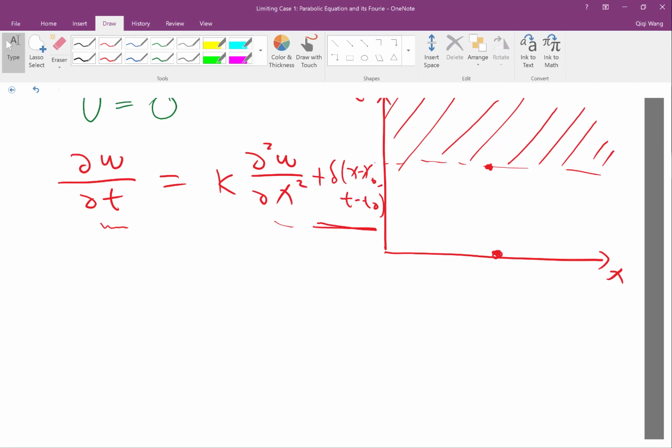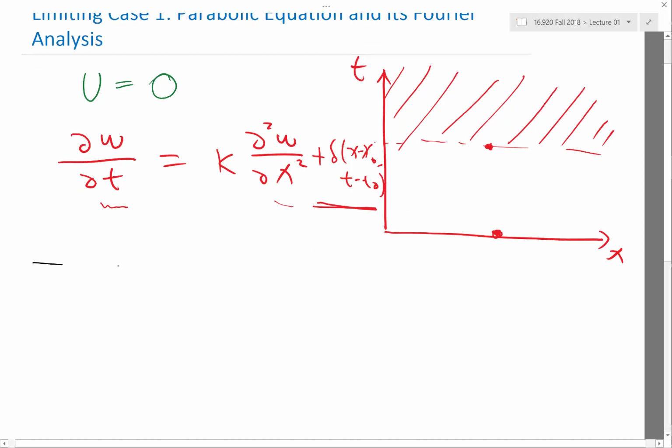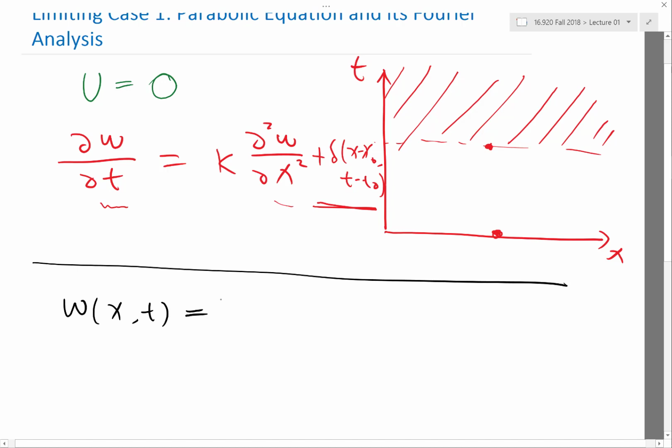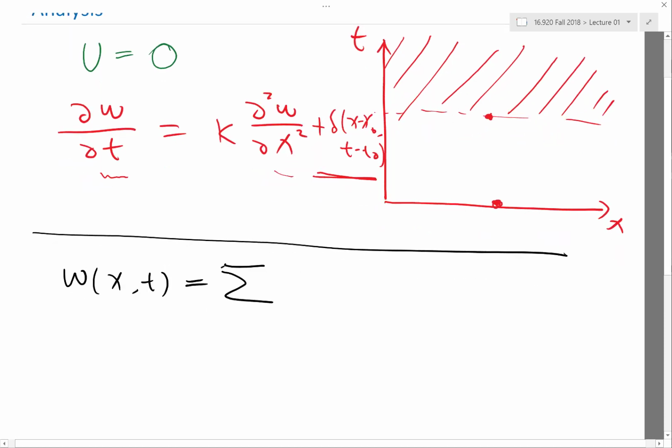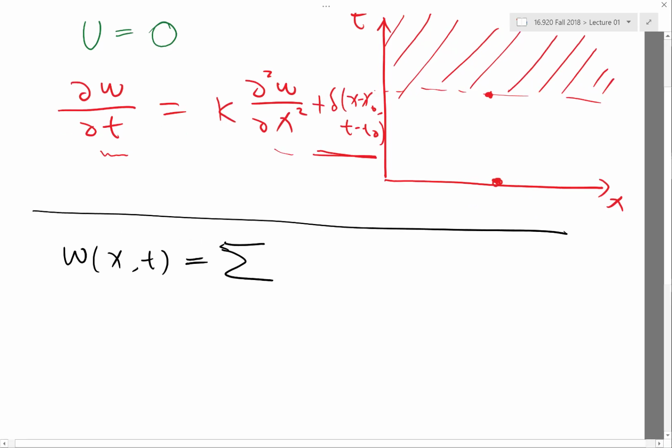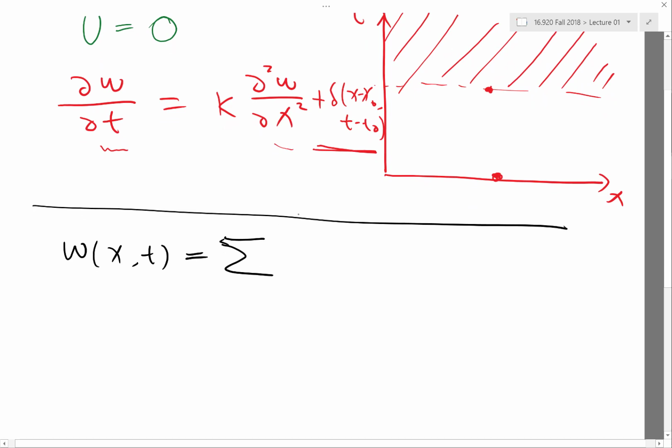Now Fourier analysis is nothing but a decomposing of our W, which is a function of x and t, into a summation of different sine waves. One way to express sine waves is exponential functions with imaginary variables. But since a lot of us haven't done Fourier analysis before, let's just use sine and cosine waves to make it a little bit easier.